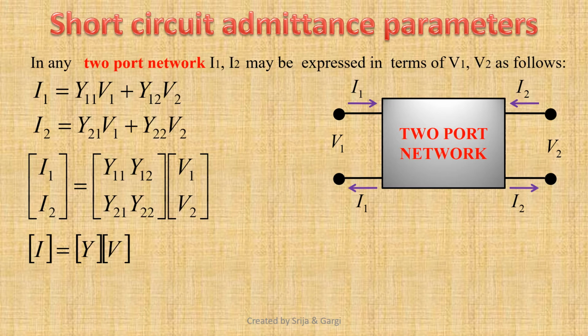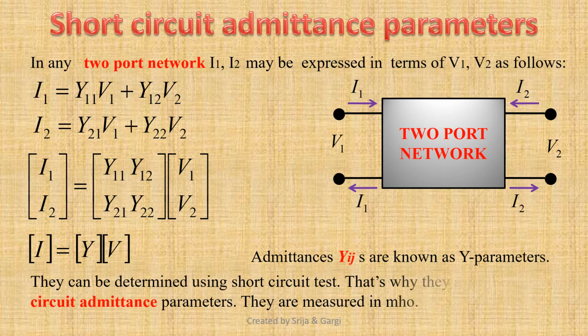The elements of the matrix Y are known as Y parameters. These parameters are measured by performing a short-circuit test. That is why they are known as short-circuit admittance parameters. They are measured in mho.